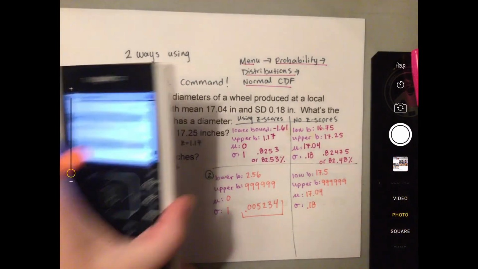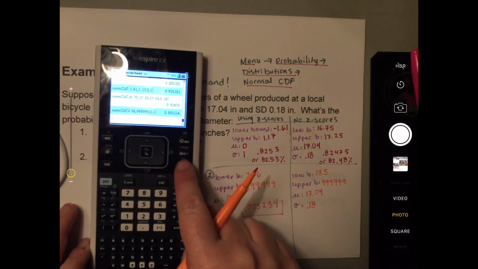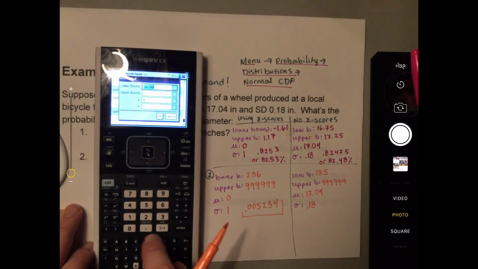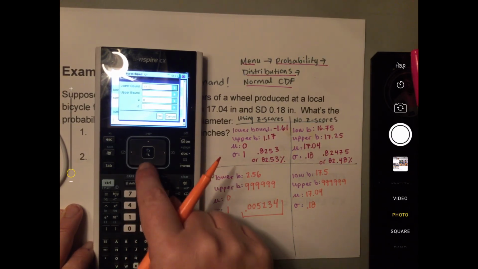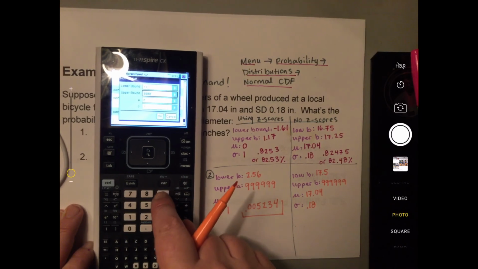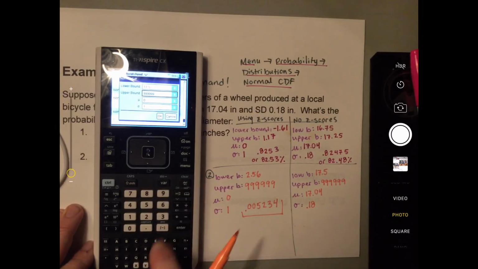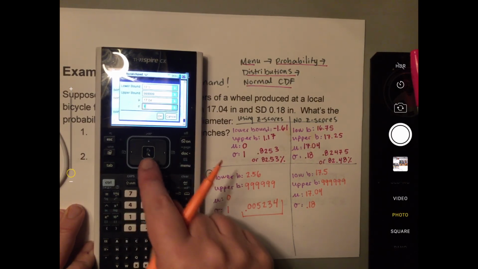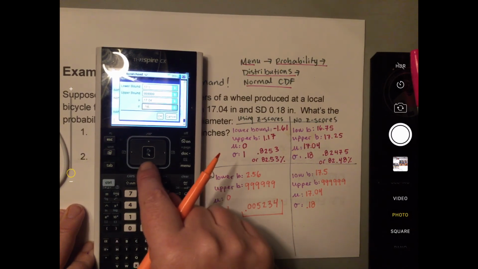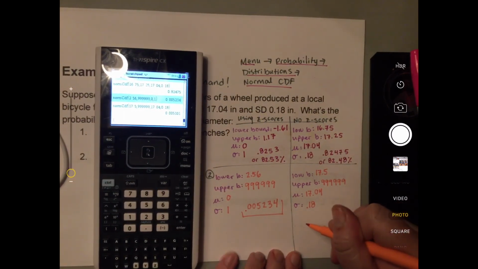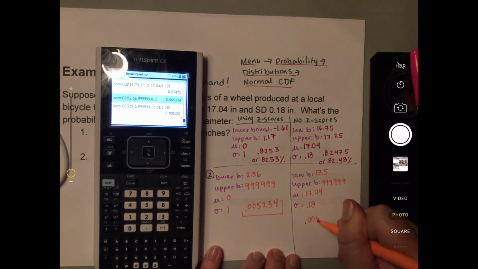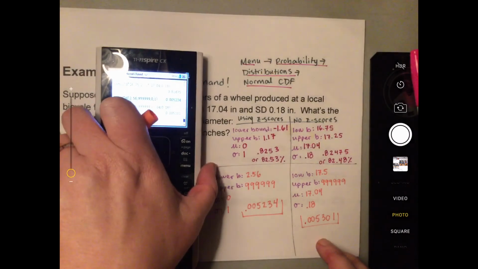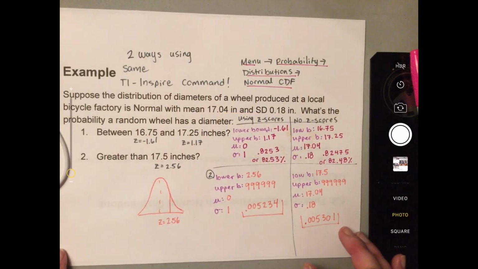Let's put that into our calculator. We should get something very similar to this. Menu, probability, distributions, normal CDF. Lower bound is 17.5. Upper bound 999,999. Mu is going to be 17.04. Sigma is 0.18. Press OK. Yes, we get something very similar, 0.005301. Both of these answers are very acceptable, and the answers, if you were just to use your z-score chart, are also acceptable.